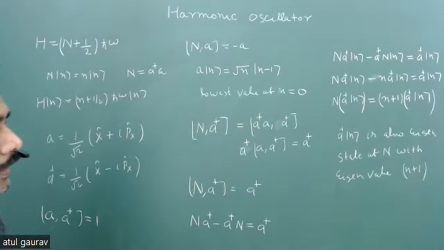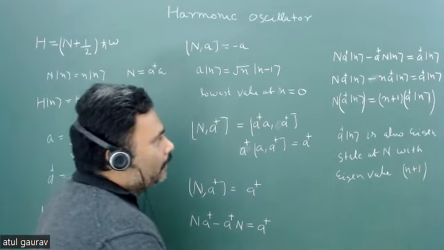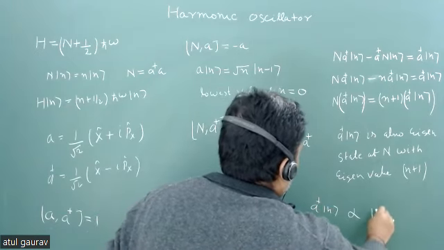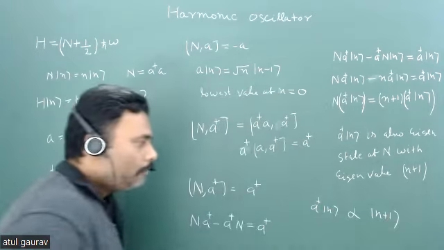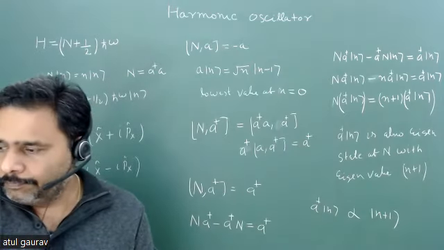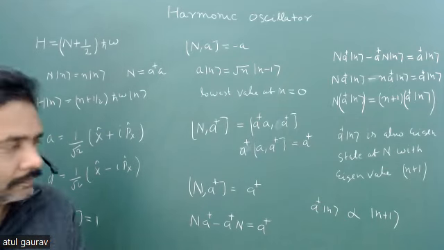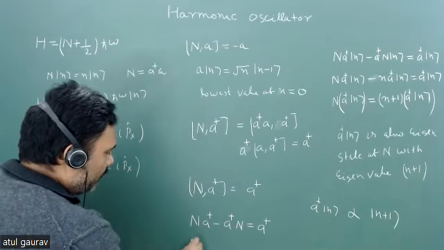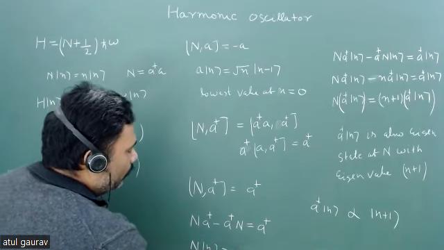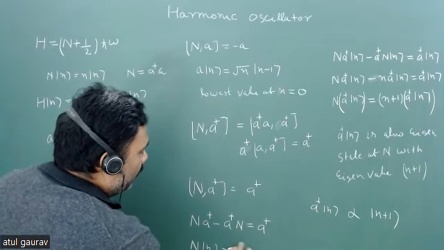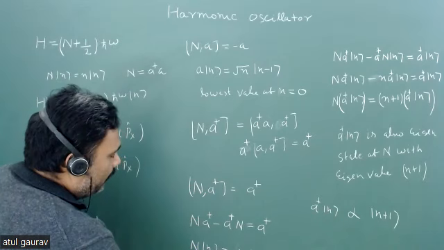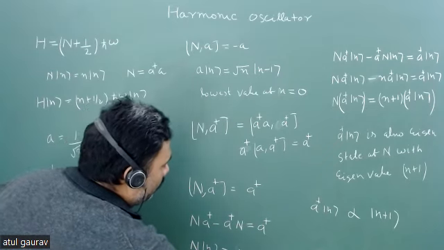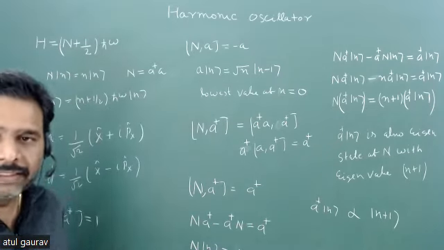So from there, can we make a statement that A dagger |n> is proportional to |n plus 1>? क्या लिख सकते हैं इसे? Yes, sir. लिख सकते हैं ना सेम लॉजिक से. लॉजिक क्या था? n will operate on |n> will give you n|n>. So n will operate on |n plus 1> will give you (n plus 1)|n plus 1>, isn't it?